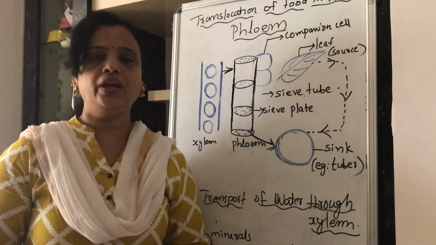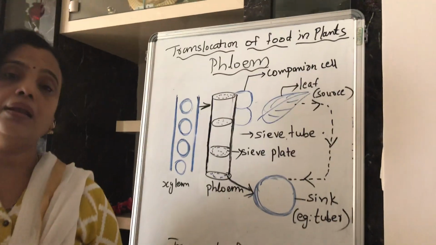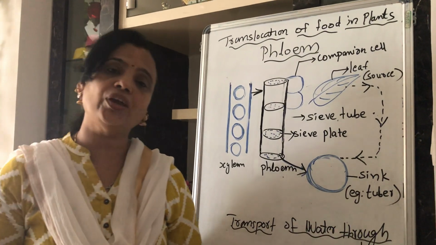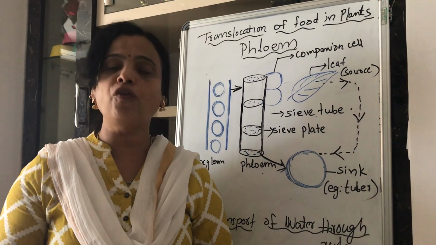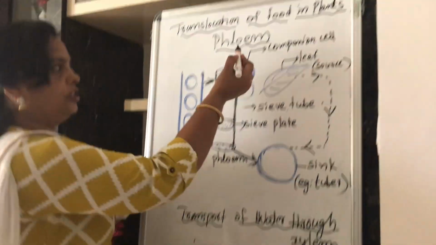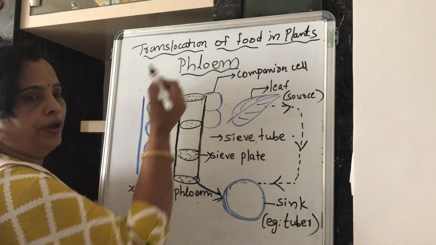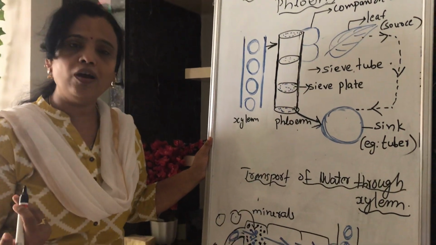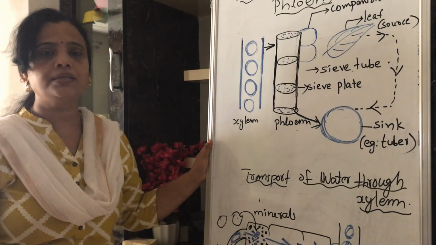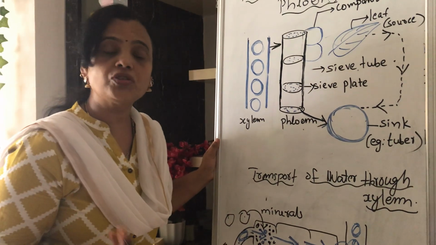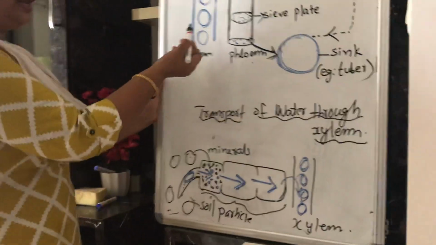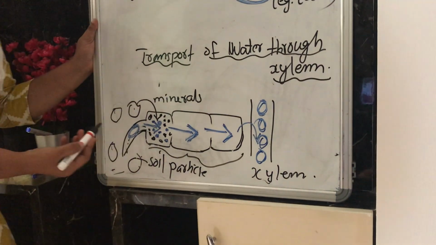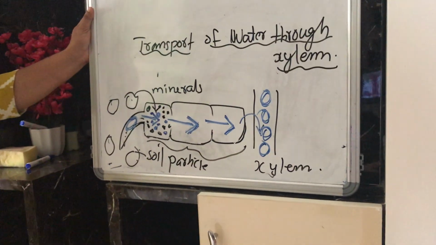Children, today we are going to learn the last part of the transportation in plants, that is translocation of food through phloem in the plants. Yes, the tissue which translocates the food is phloem. Now before entering into that part, quickly recall the previous section, that is the transportation of water through xylem, because here again the xylem will be coming, so it is very important to recall that part of the transport.